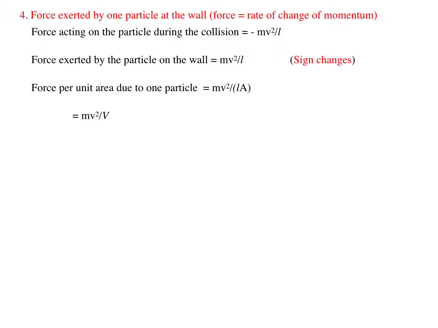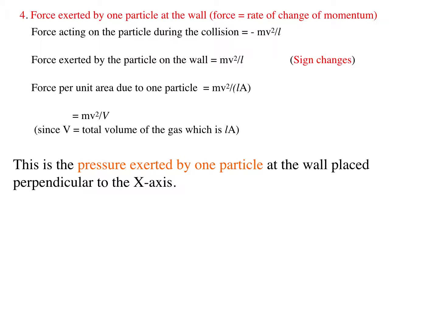Now we can simplify: the length of the box multiplied by the area cross section is equal to the volume of the box. We assumed a rectangular box of area cross section A. So L times A is now equal to V, capital V. So that's the reason to replace LA with V. So now we have managed to calculate the pressure exerted by one particle. That is equal to m small v squared divided by capital V, the volume of the box.